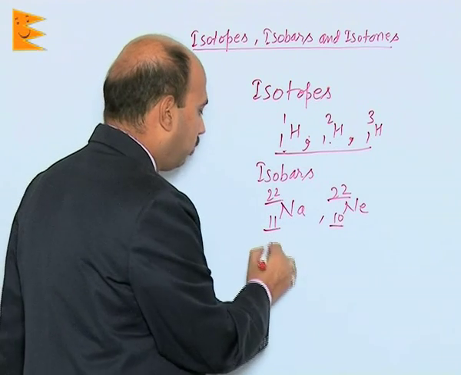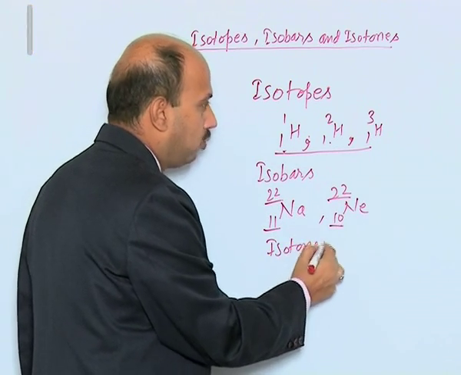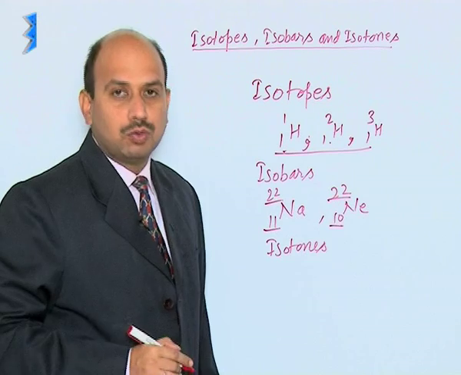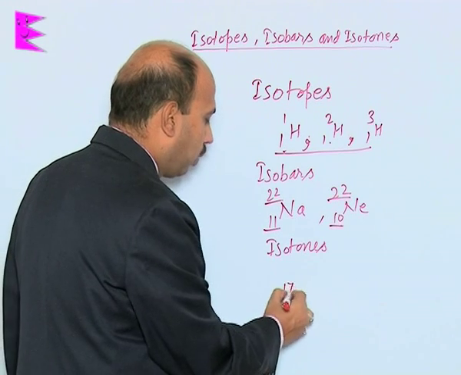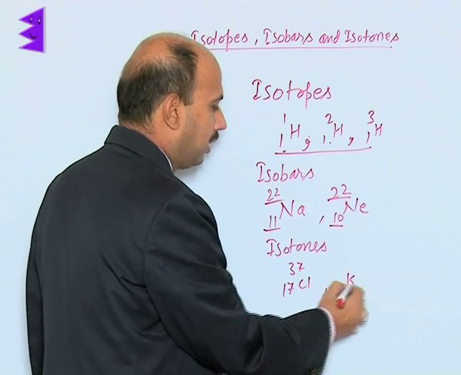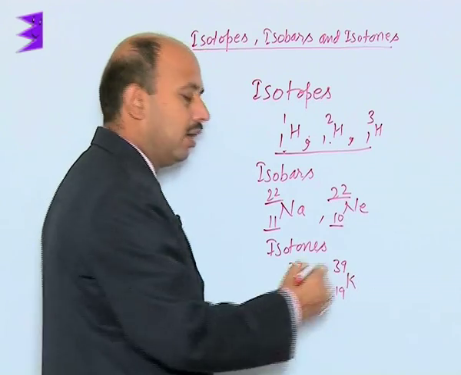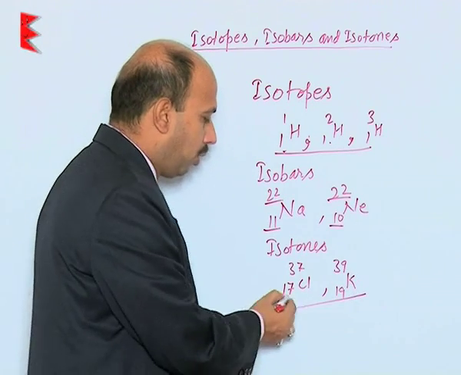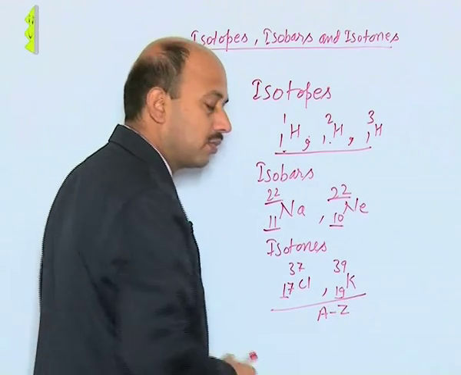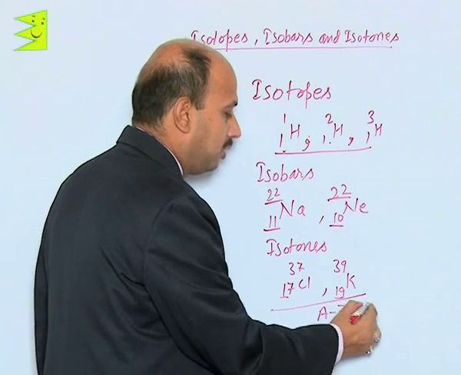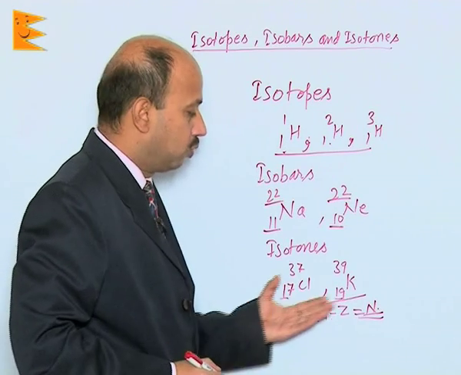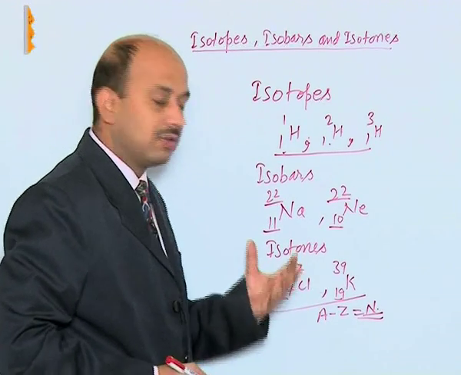The third one is isotones. In isotones, we take elements which have the same number of neutrons. If you take the example of chlorine, 17 and 37, and then potassium, that is K39 and 19. In both these elements atomic numbers are different, but if you calculate the number of neutrons, that is A minus Z, you will get equal values. So A minus Z is equal to the number of neutrons N, and the number of neutrons is equal in these two cases. These are known as isotones.